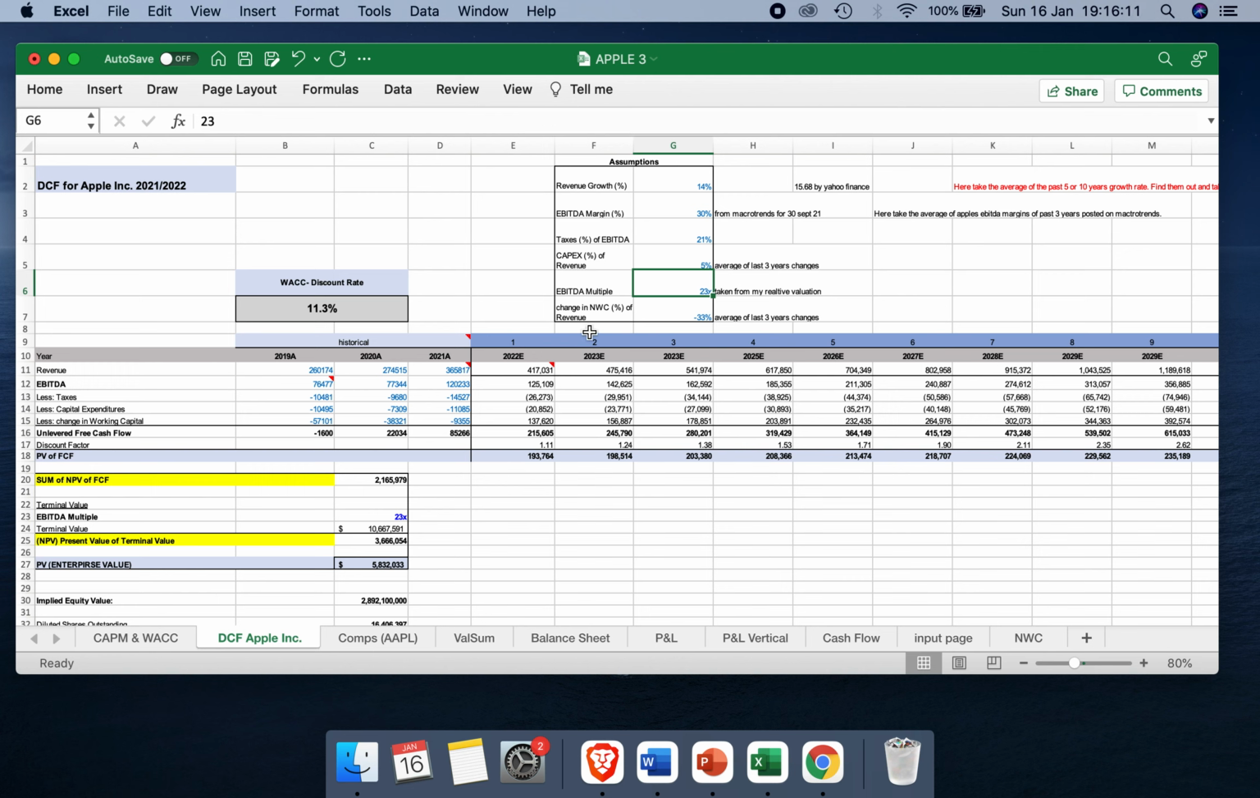And then same thing, the average for the changes in net working capital. I've just taken the average of the last 3 years and then applied it.